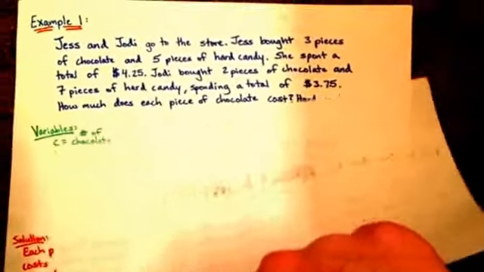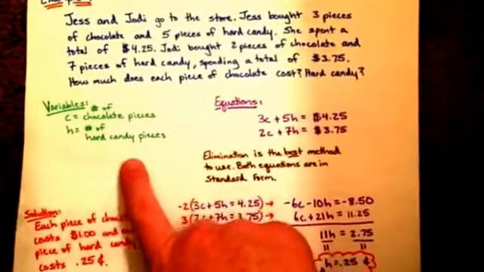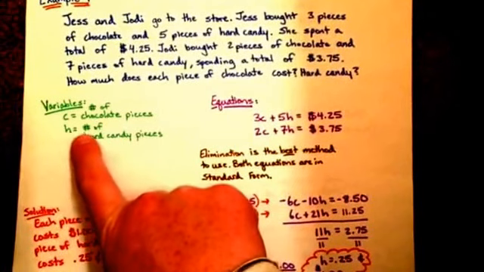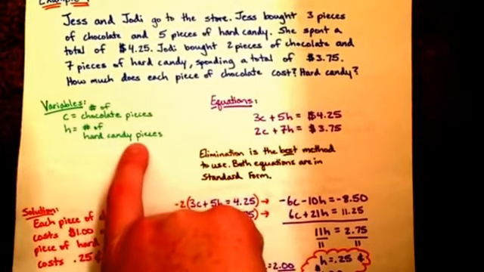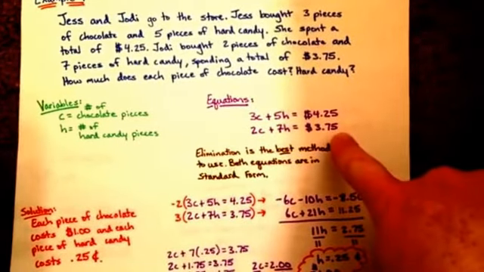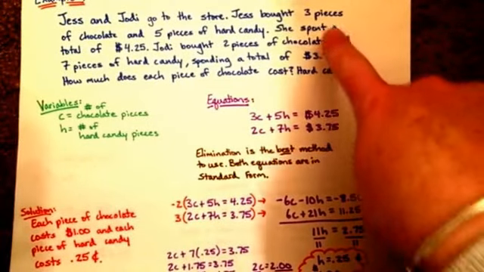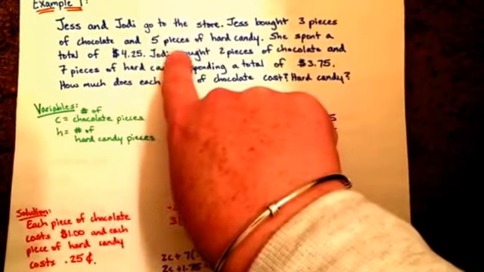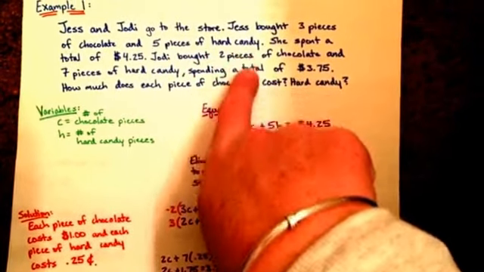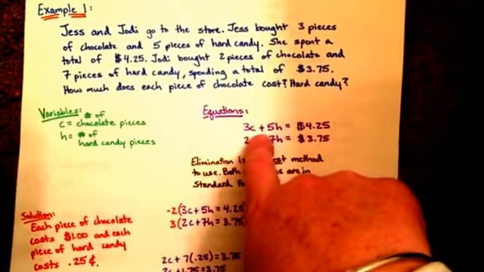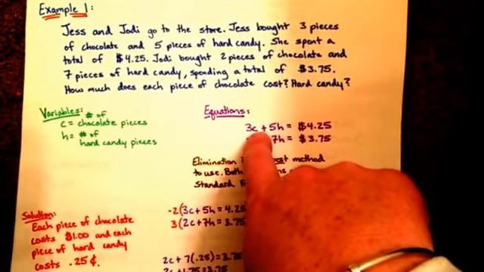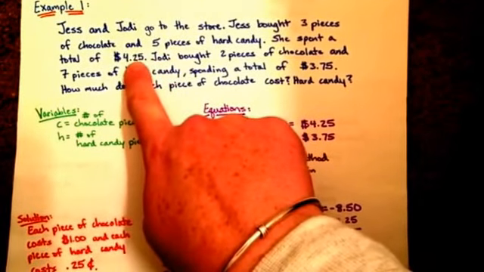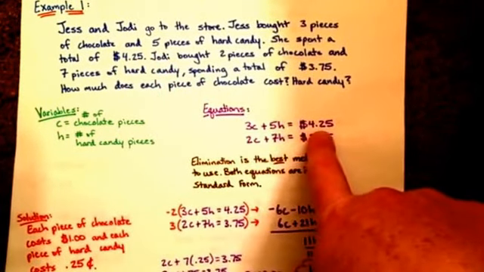So first I define my variables. I wrote down over here that C is going to equal the number of chocolate pieces, and H is going to equal the number of hard candy pieces. Then I wrote out my equations. To represent Jess's equation, she had 3 pieces of chocolate and 5 pieces of hard candy, so I wrote 3C plus 5H, because "and" would mean I need to add them together. And her total, they told me, was $4.25, so I put her total over there.